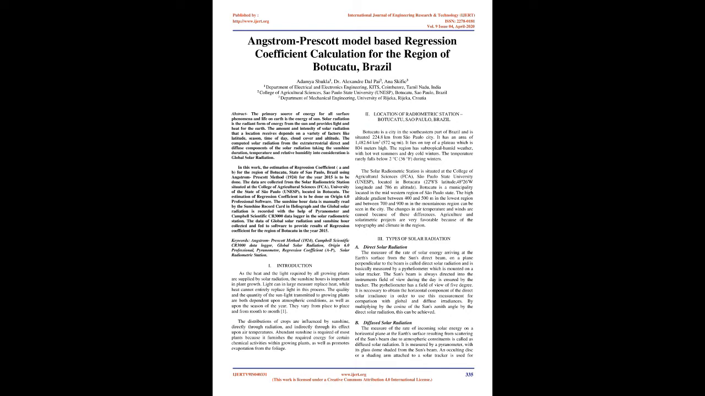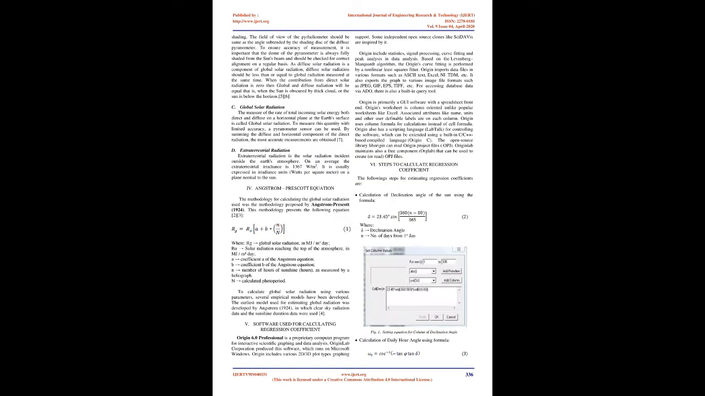2. Location of radiometric station. Botucatu, São Paulo, Brazil. Botucatu is a city in the southeastern part of Brazil and is situated 224.8 kilometers from São Paulo city. It has an area of 1,482.64 square kilometers, 572 square miles. It lies on top of a plateau which is 804 meters high.